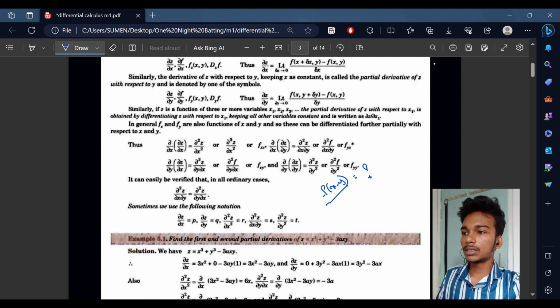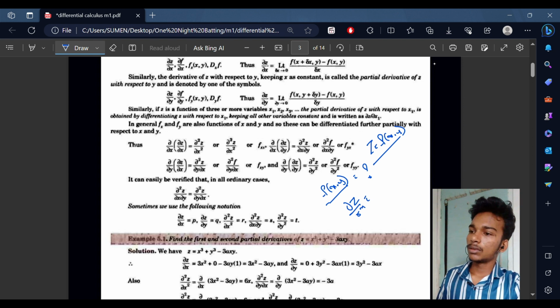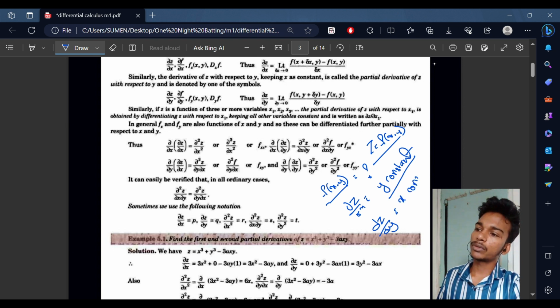First, let us consider a function z, which is a function of x and y. When we are finding the differentiation of z with respect to x, we have to keep y as constant, and we have to differentiate the whole function. If we are finding dz by dy, then we have to keep x as constant and differentiate with respect to y. This is known as partial differentiation.